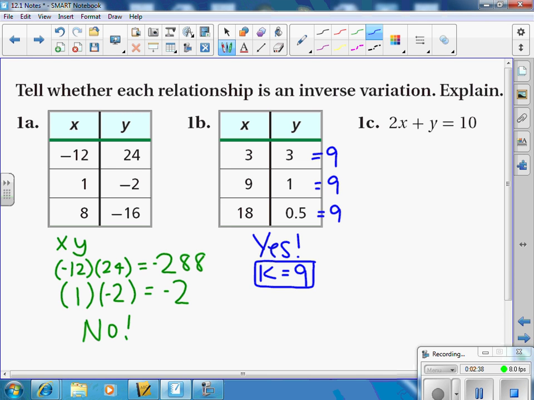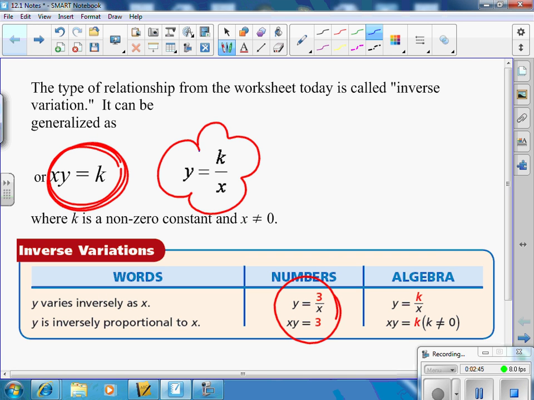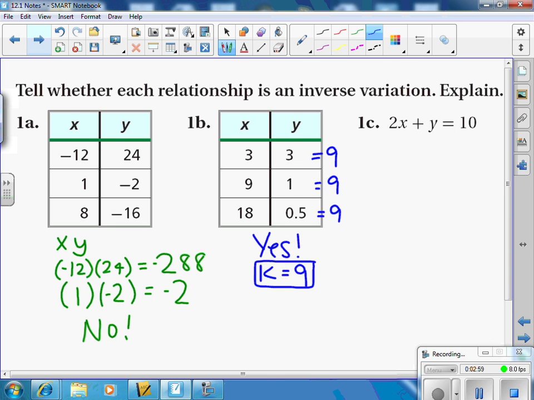But for 1c, we're not given a table of values, so we can't just multiply stuff together. So we have to look at the other definition, this one right here, y equals k over x. If it can be written as something like that, y equals some number over the variable x, then it's inverse variation. If it can't be, then it's not inverse variation. So let's see if we can write this equation like that. We have to get y by itself and see if we have x on the bottom of our fraction.